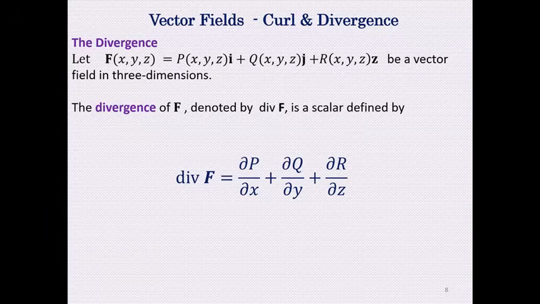Another important quantity for vector fields is what is known as the divergence of F. And the divergence is a scalar, not a vector. What you do is to take the first order partial derivative of P, Q, R with respect to x, y, z respectively and sum up these three derivatives. That we call the divergence.